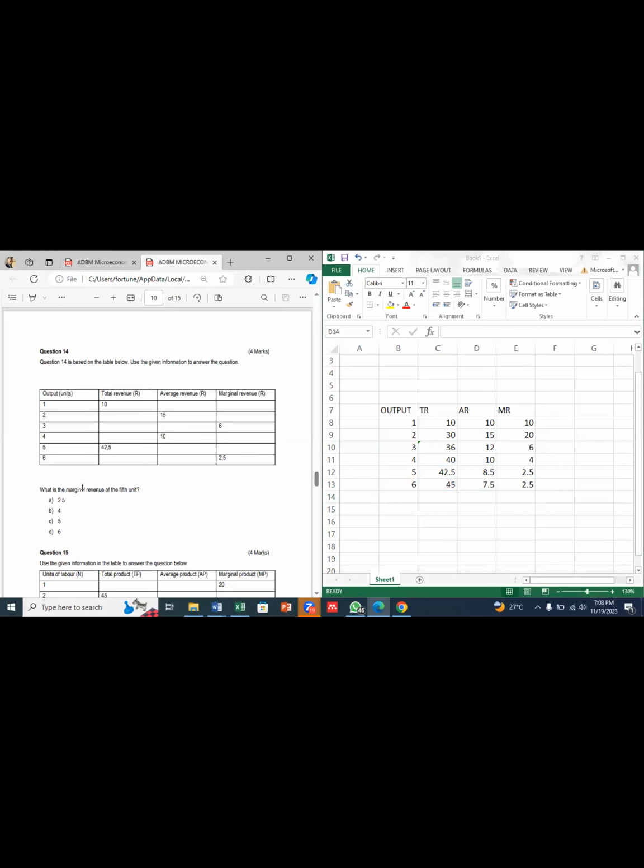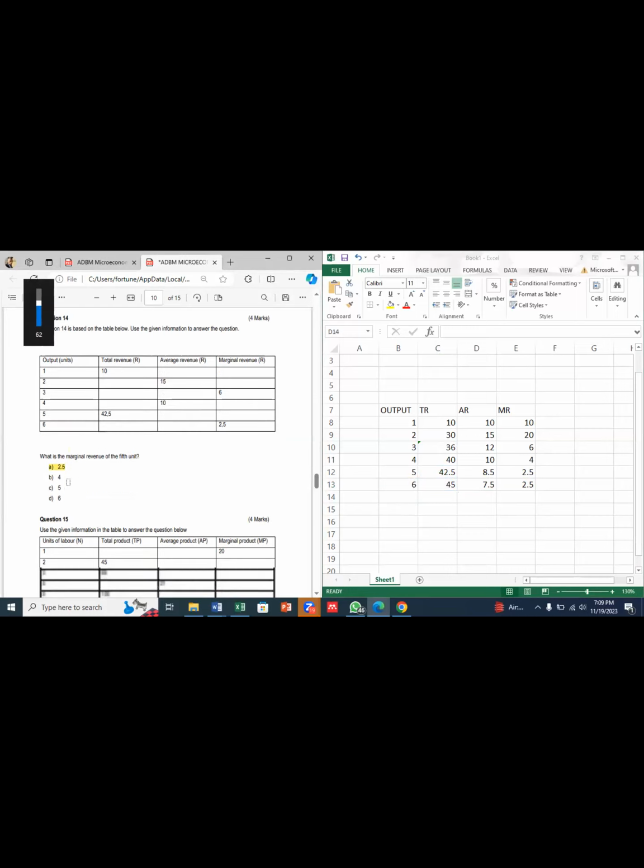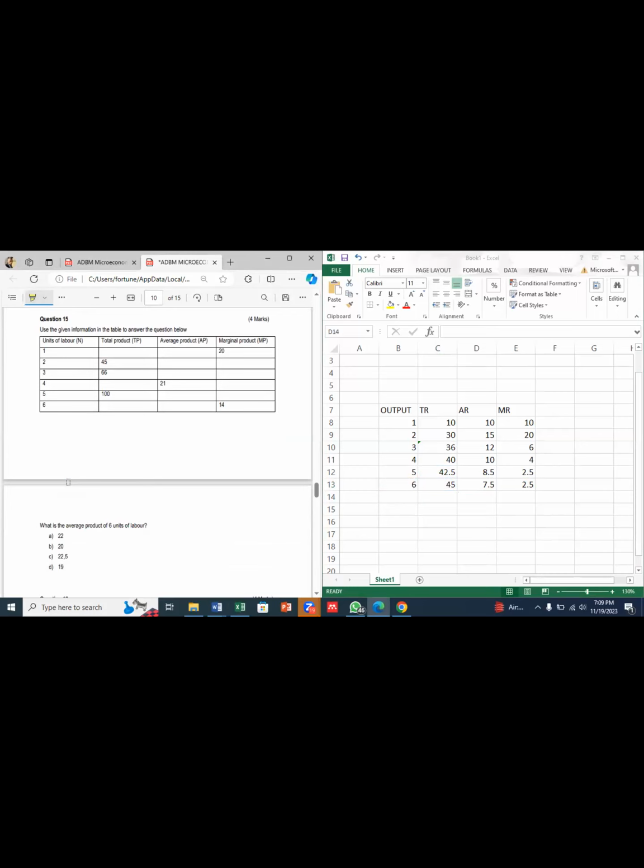So now, what is the marginal revenue of the 5th unit? In the 5th unit, we're having a marginal revenue of what? 2.5, which is A here. Are we together? Yes. All right. Any questions on that one as we move on to the next one? No questions. Then we move on to the next one.